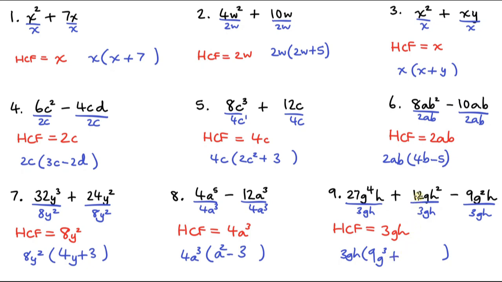Then the second term, 12 divided by 3 is 4. The g's cancel out this time. And we're left with h squared divided by h, which is just h. And then the last term, 9 divided by 3 is 3. G squared divided by g is just g. And the h's cancel out. So this here is our final answer.